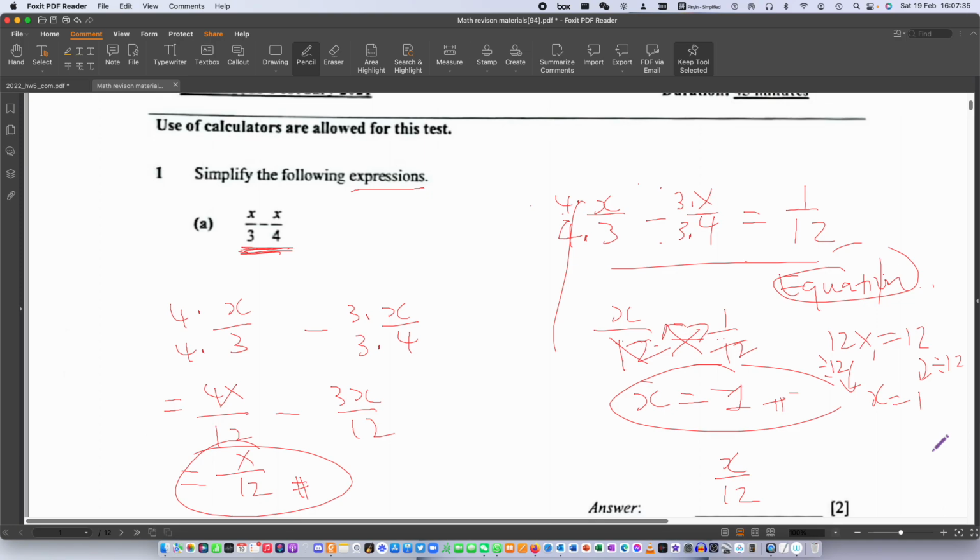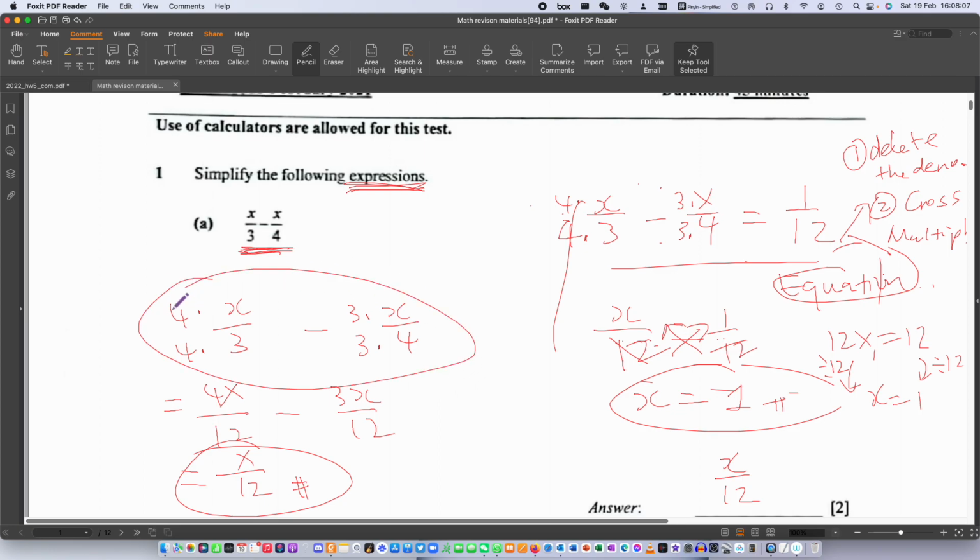Okay, good. So remember, for equation, you can do two things. You can either delete the denominator, or you can cross multiply. But I think you are more comfortable with cross multiplication, so go ahead and do cross multiplication. For expression, can you do any of these two? No, cannot. For expression, the only thing you can do is combine. Please let it sink in.